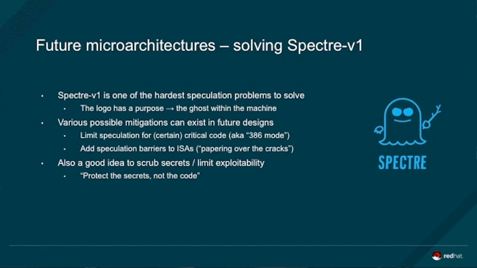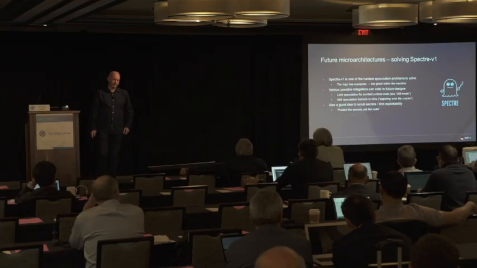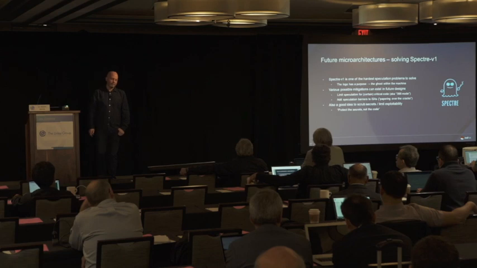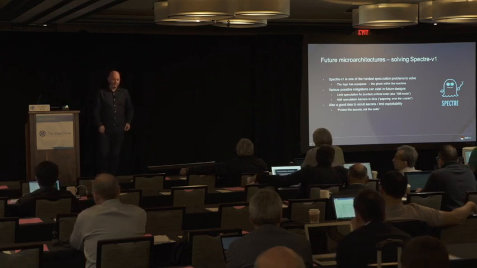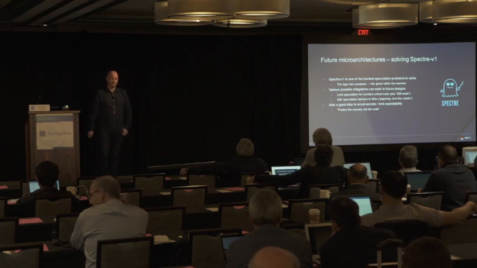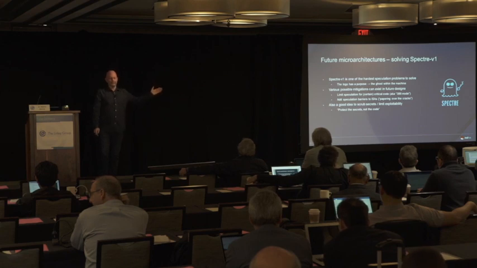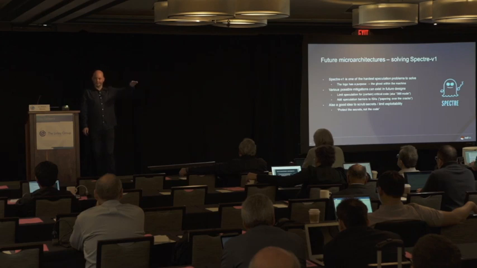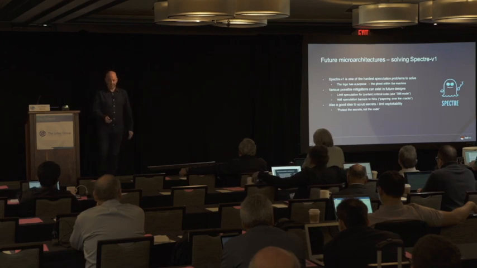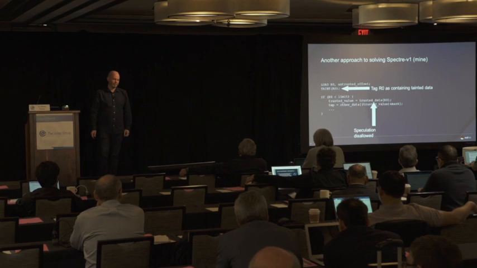But there might be times where we want to restrict speculation for certain critical sections of code. Some people are adding barriers. For example, you know, don't speculate beyond this point. To me, that's papering over the cracks, but it's an important tool in our toolbox. And then there's some general hygiene around, you know, maybe what we should be doing is protecting the secrets, not the code. So if we load a secret, let's make sure we don't keep it in the cache. Let's make sure we scrub that secret from our caches very quickly after we finished using it.